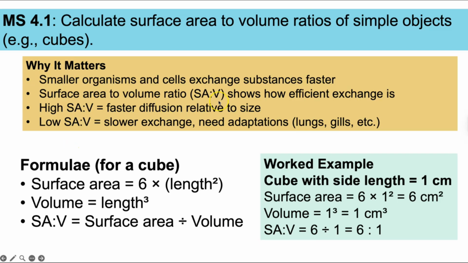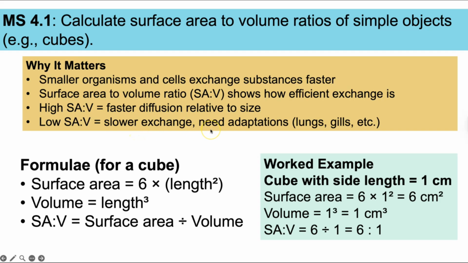Surface area to volume ratio shows how efficient an exchange surface is. So if you have a high surface area compared to the volume, or surface area to volume ratio, that means you'll have faster diffusion or faster exchange relative to the size. And that could be diffusion of gases, absorption of substances, it could even be loss of heat across the surface. And if you have a lower surface area to volume ratio, you have a slower exchange system.